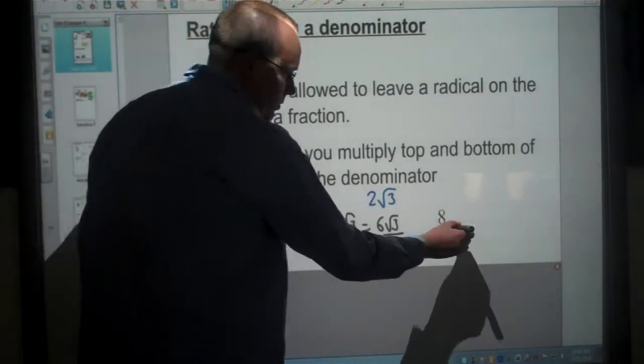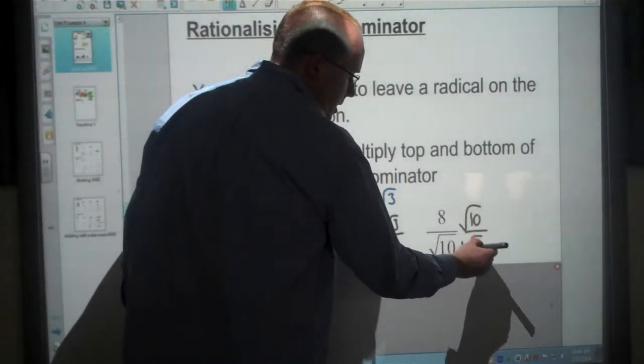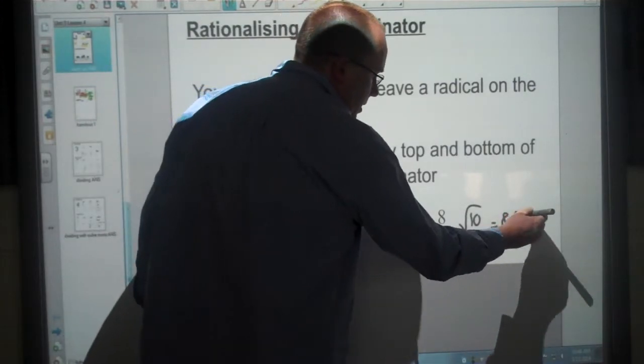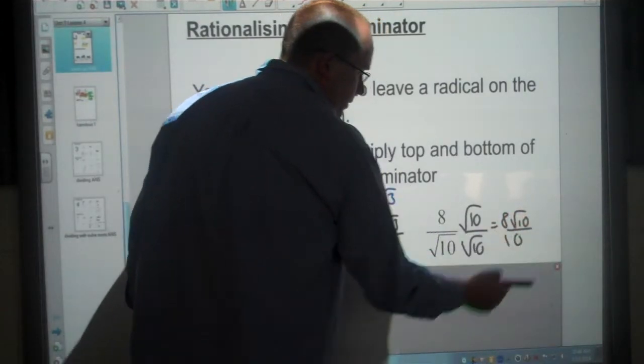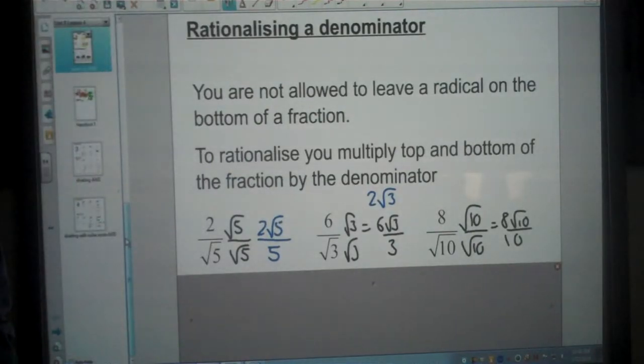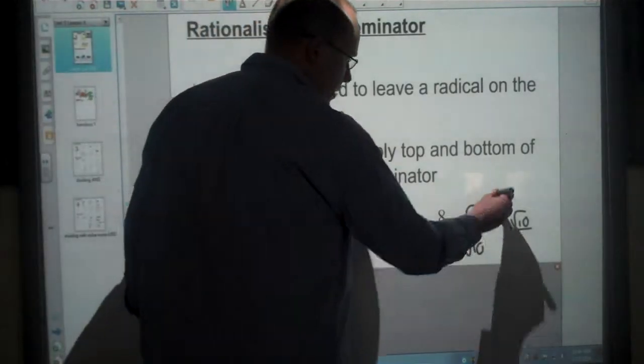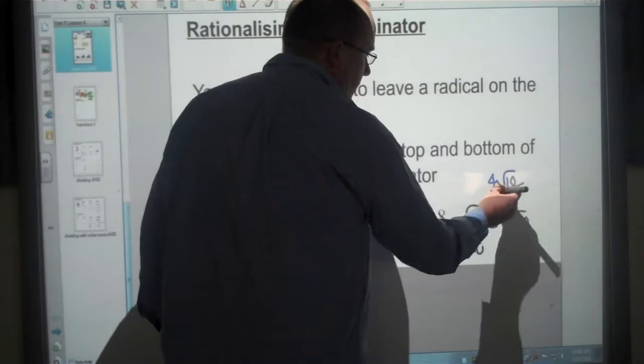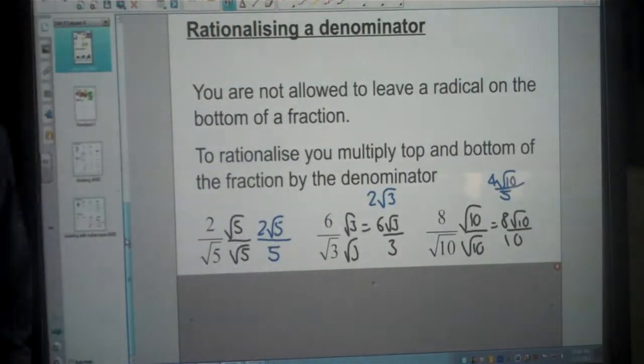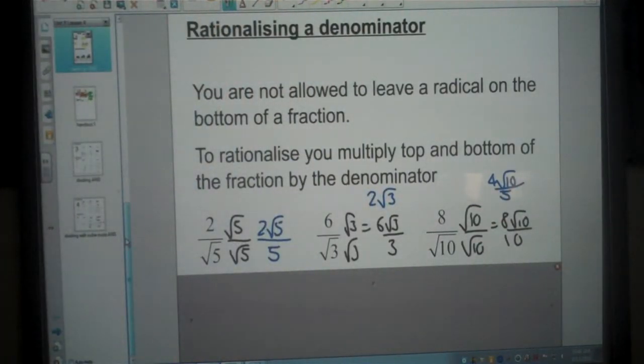Now for our last one, top and bottom by radical 10. So the answer is 8 radical 10 over 10. But also 8/10 simplifies as a fraction as well, because that's 4/5. So 4 radical 10 over 5 would be a good start to that question. So a fairly simple idea, but something you should make sure you practice from the test review, just to make sure that you understand thoroughly.